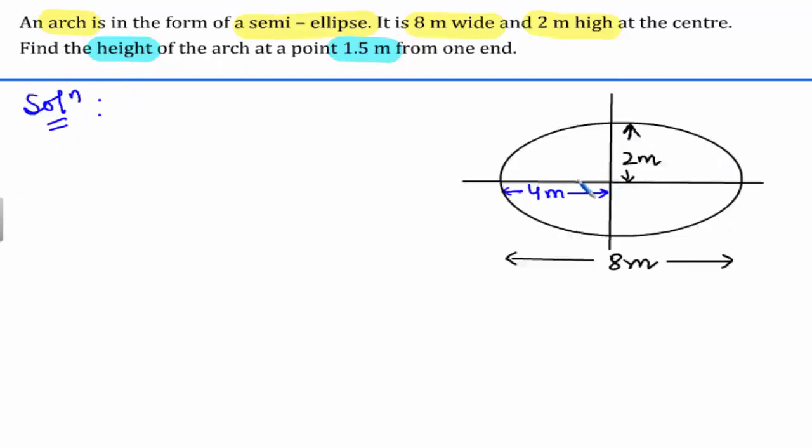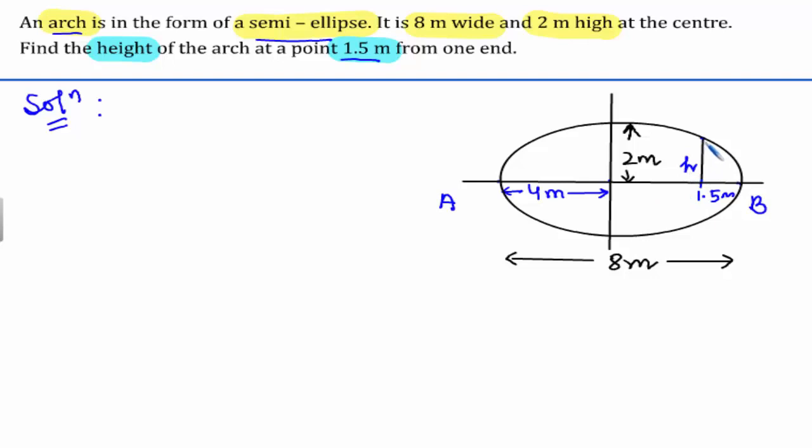So in this figure, the upper part, let us suppose, is the semi-ellipse, which is an arch. It is 8 meters in width and 2 meters in height at the center. We have to find the arch height at a point 1.5 meters from the end. Let us denote the two ends by A and B. Now suppose this is 1.5 meters from the end. So we have to find the height of the arch. Let us suppose this height as h.